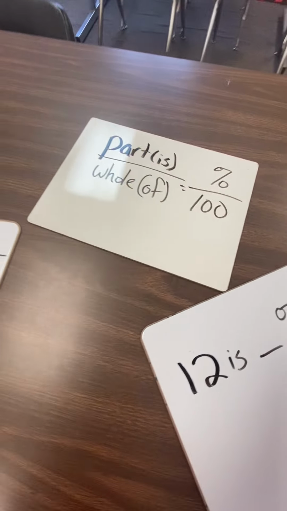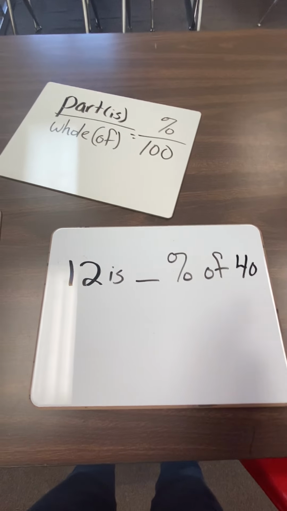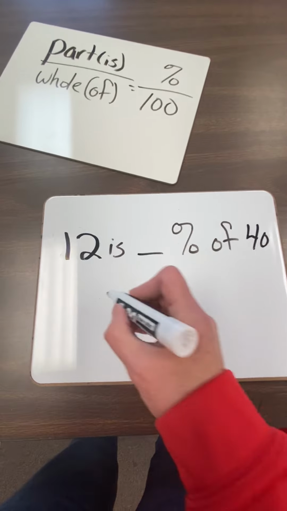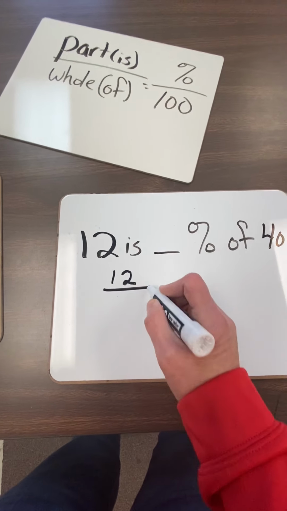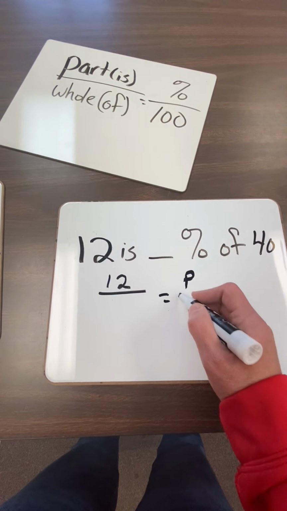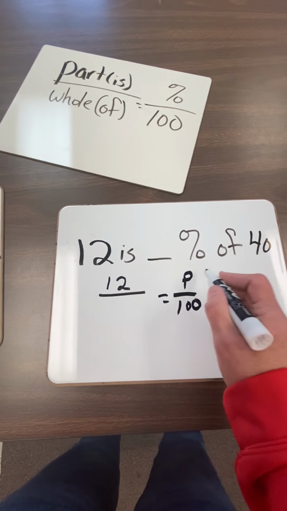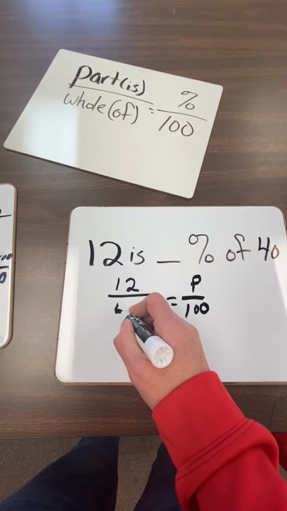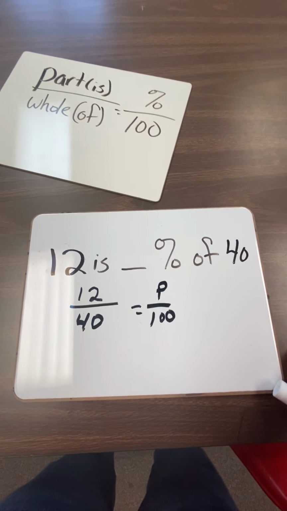Okay, now let's try this one. 12 is what percent of 40? Well, to set it up, 12 is the part. We do not know the percent amount. Percent's always over 100. Of 40. 40 is the whole amount. Now you try to do this problem.